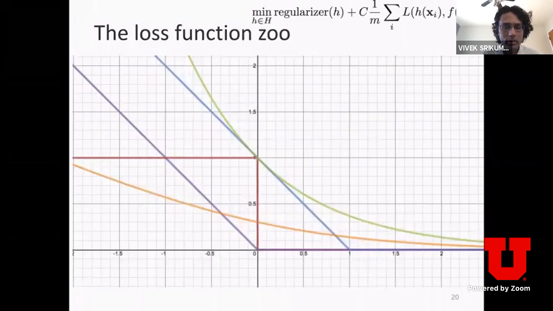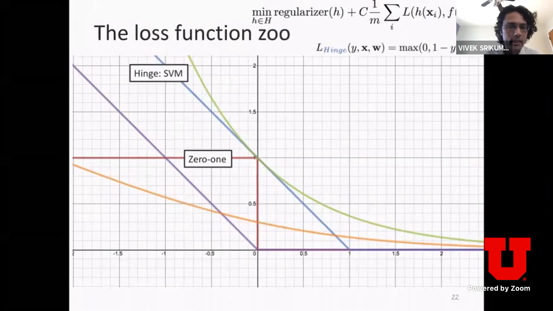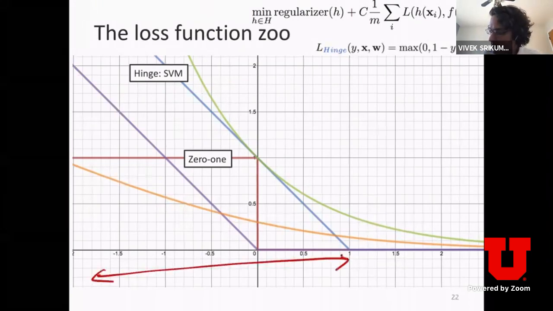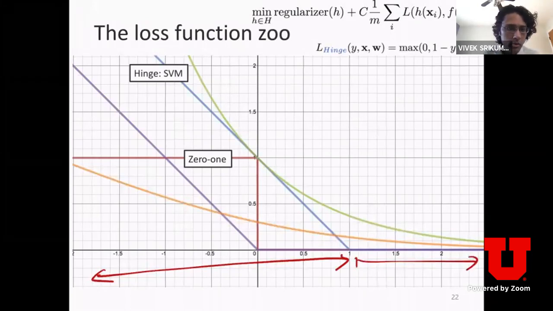If you want a pictorial version, here's all these losses on the same slide. Let me walk you through these. We have the 0-1 loss. The 0-1 loss is this step function. We've already seen the hinge loss. The hinge loss is max of 0, 1 minus yw transpose x. 1 minus yw transpose x applies on this side, and 0 applies on this side. So that's the hinge loss. That's the blue line there.